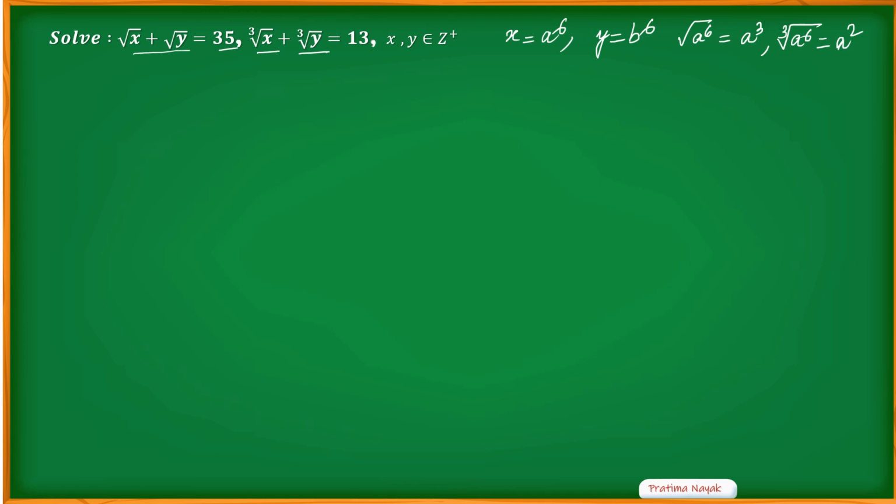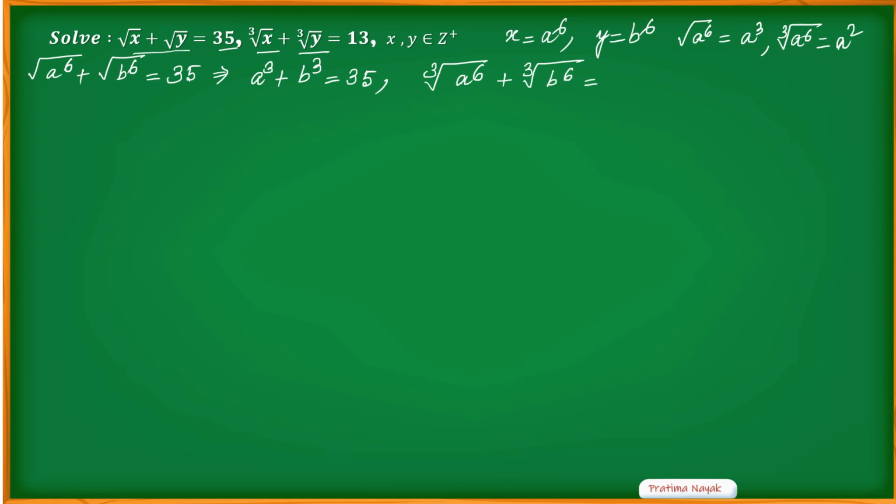So first, the square root. If I take a to the power 6 plus b to the power 6 under the square root, it is 35. That means I'm getting a cube plus b cube is equal to 35. And taking the second one, cube root of a to the power 6 plus cube root of b to the power 6 is equal to 13. That means a square plus b square is equal to 13. So now this is an easier expression. We know how to solve it, but we'll go for a short method.